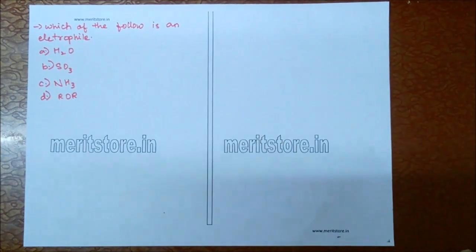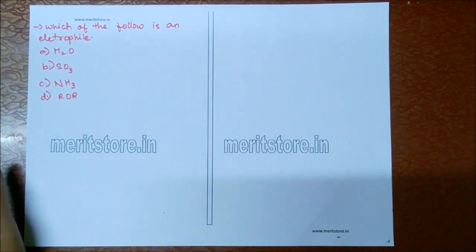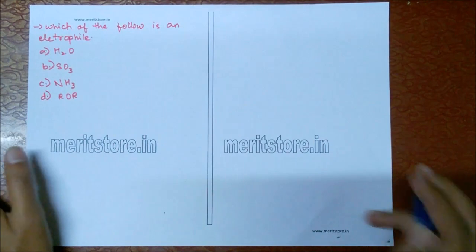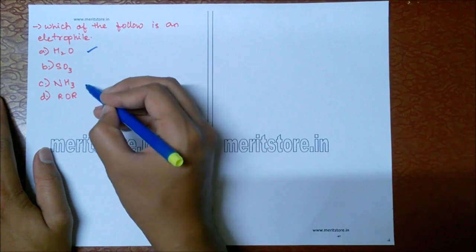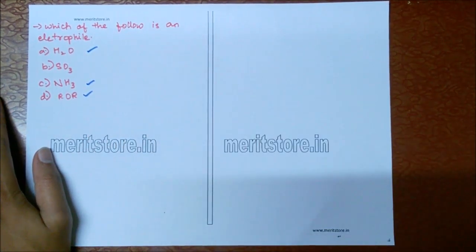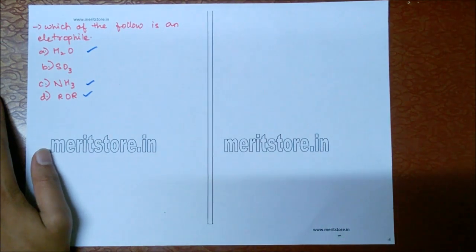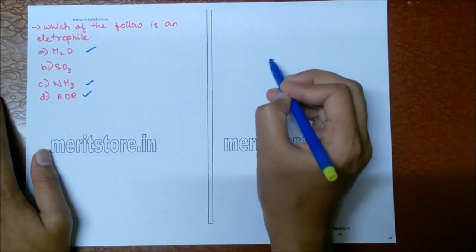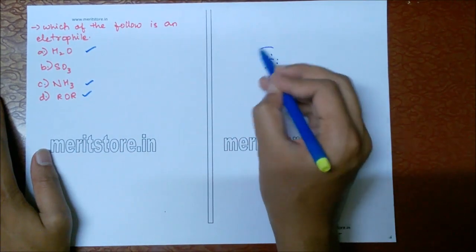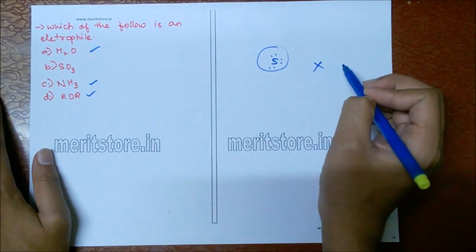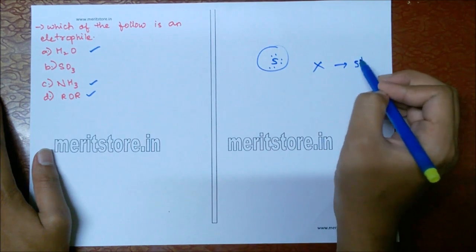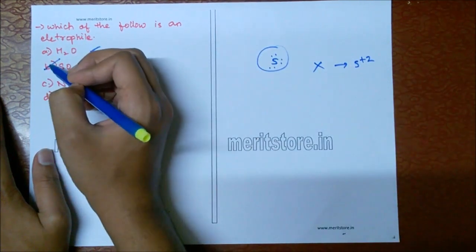Which of the following is an electrophile? A H2O, B SO3, C NH3, D ROR. Water, ammonia and ROR, which is ether, are nucleophiles. SO3 has an electron deficient center, a reagent which can accept an electron pair in the reaction. So SO3 does not have its octet completely filled. It is electron deficient. That's why oxidation number of sulfur is +6. Therefore option B is the correct answer.